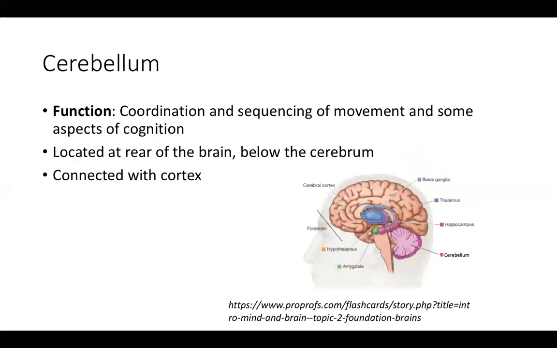The next structure is the cerebellum. The main function of the cerebellum is coordination and sequencing of movements, as well as some aspects of cognition. Recent literature has also shown us that the cerebellum is involved with a lot of motivation as well, specifically when we're talking about motivation of movement.